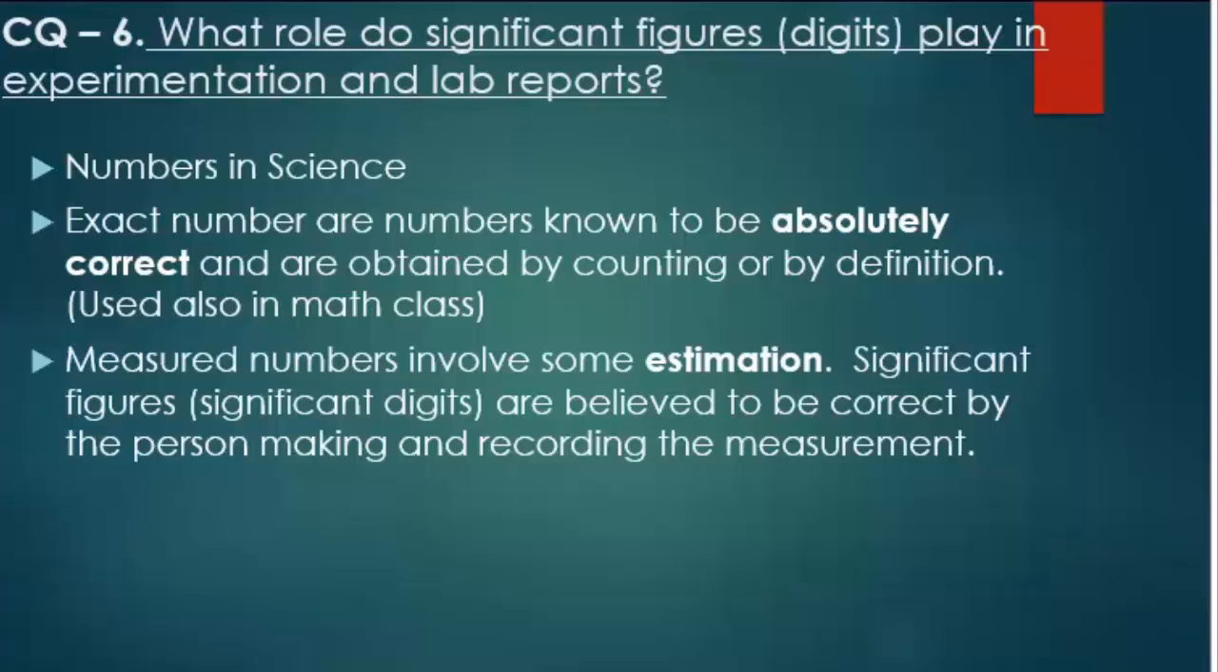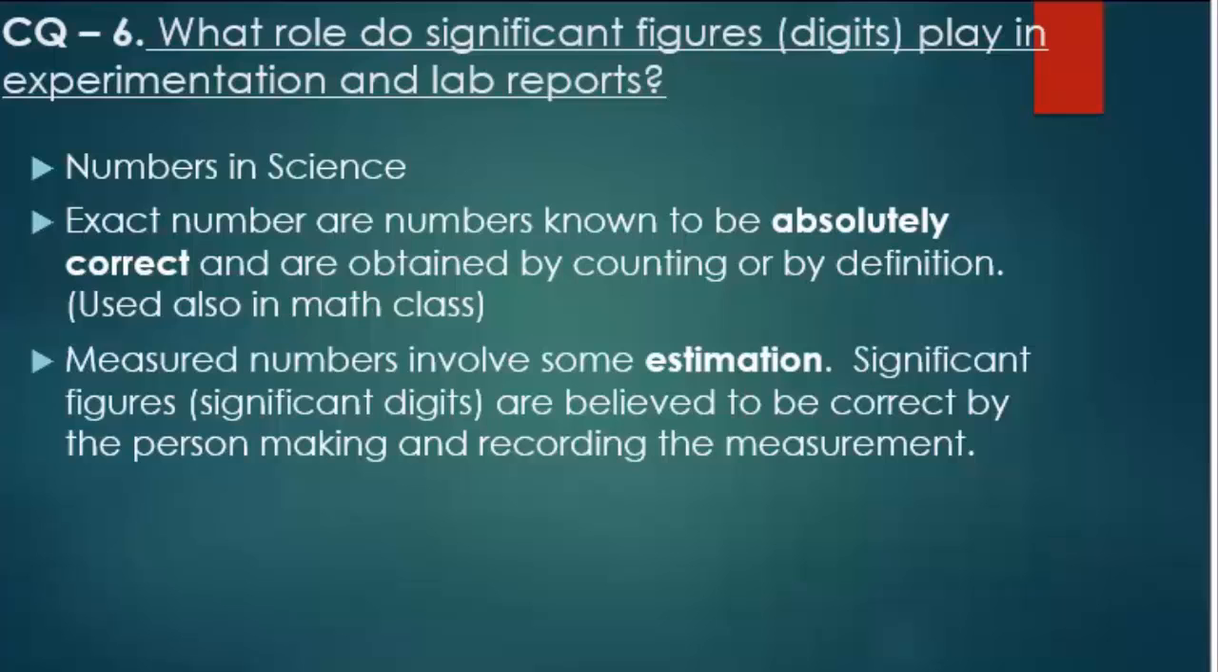Another exact number could be, if you're putting something on the electronic balance and it gives you a number, like it says, oh, this object is 10.56789 grams. But a measured number involves some estimation. Remember when I said whenever you measure to the smallest increment, that's the degree of precision, and then you always estimate the next digit. Well, significant figures are believed to be correct by the person that's making and recording the measurement.